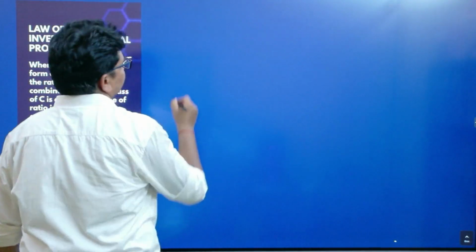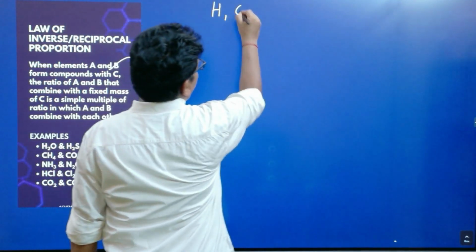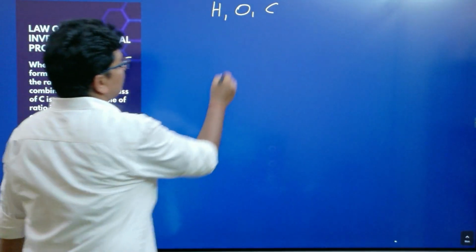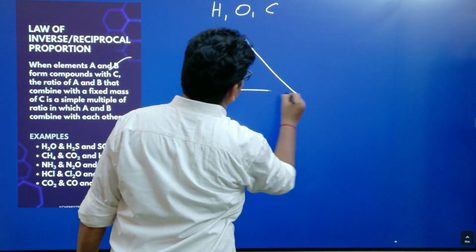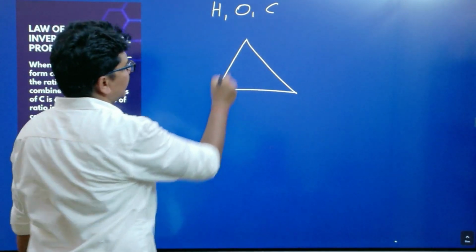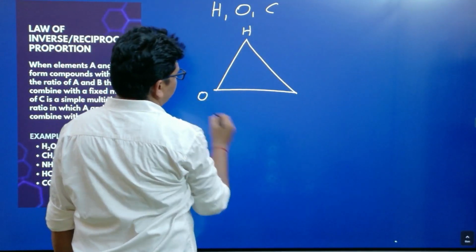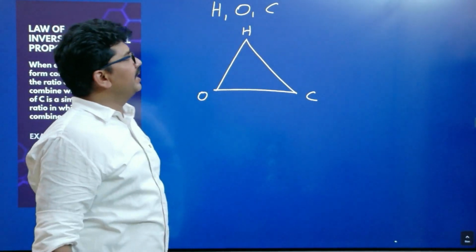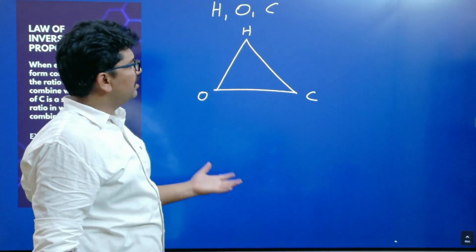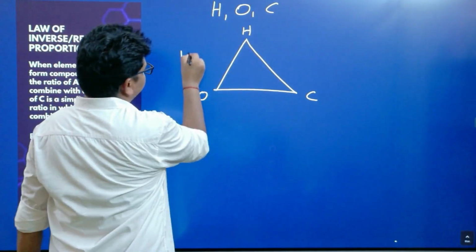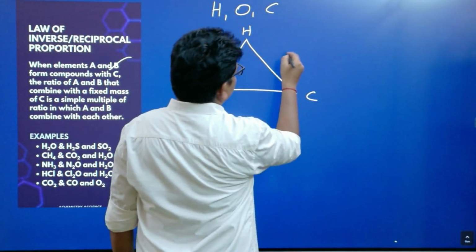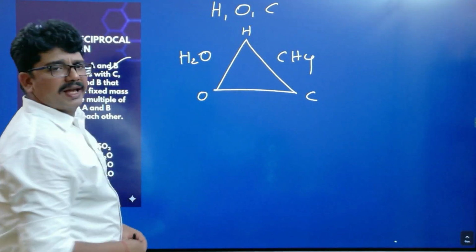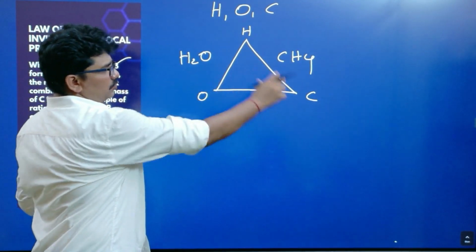So let us take an example. I am taking hydrogen, oxygen and carbon, three elements. Arrange these three elements in the corners of a triangle. I will take hydrogen here, oxygen here, carbon here. Anywhere you can take, there is no fixed rule. When hydrogen and oxygen combine, it will give us water. When hydrogen and carbon combine, it will give methane. And when carbon and oxygen combine, it will give carbon dioxide. First, let us discuss these two, water and methane.